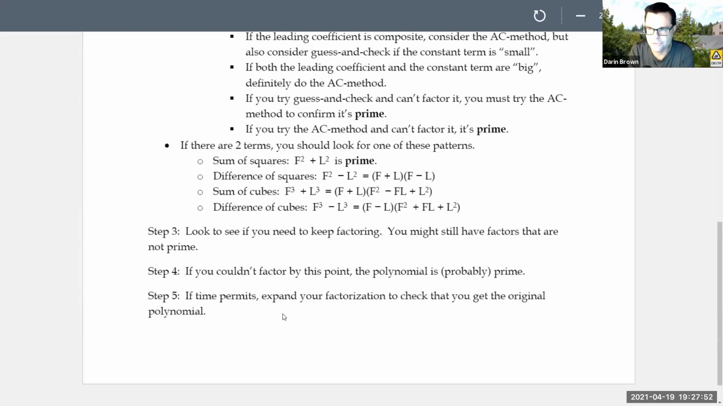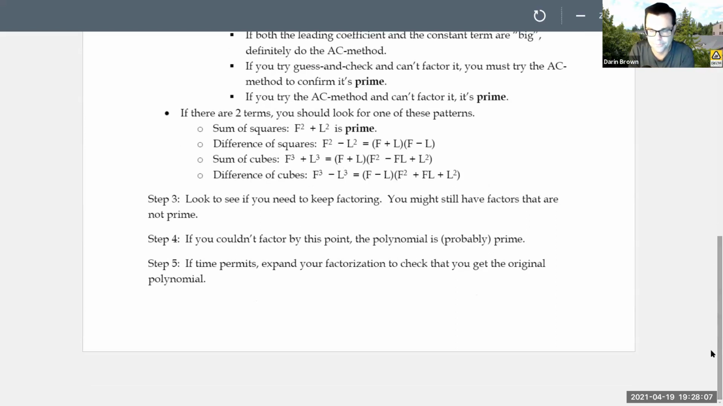You can multiply everything together, FOIL everything out, to check, but that's not going to tell you that everything is completely factored. You still have to know that all the factors can't be factored any further.